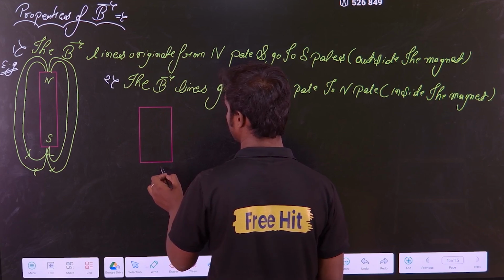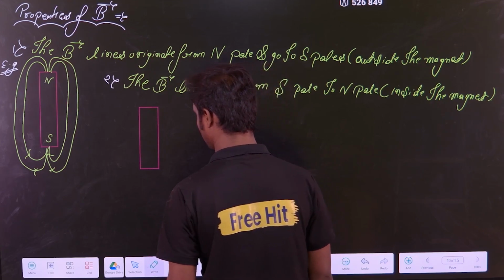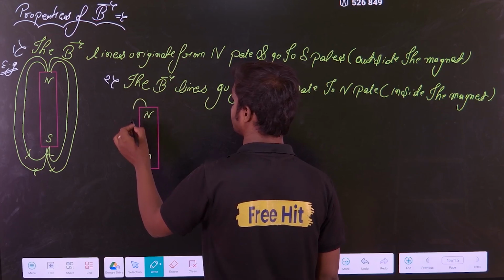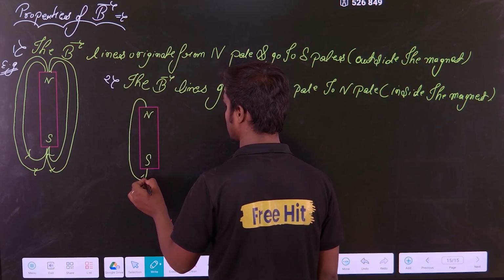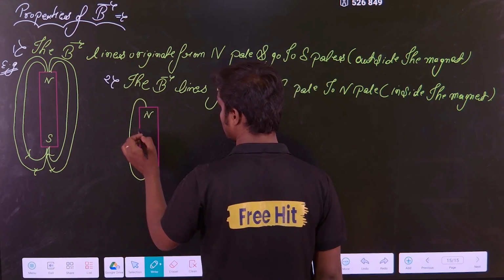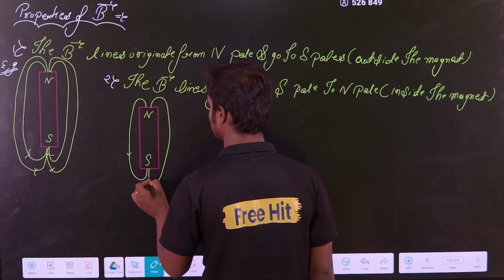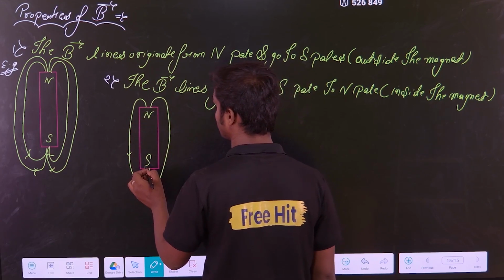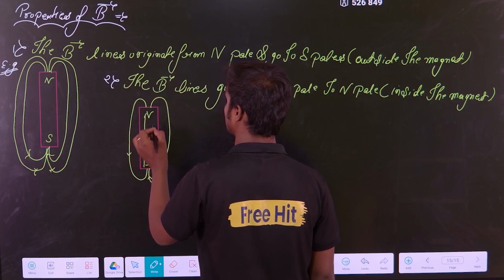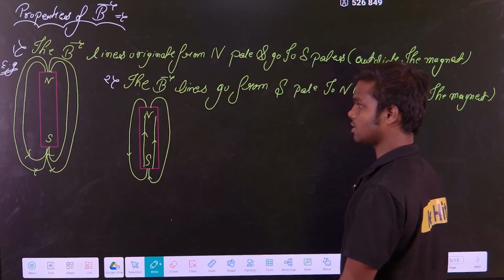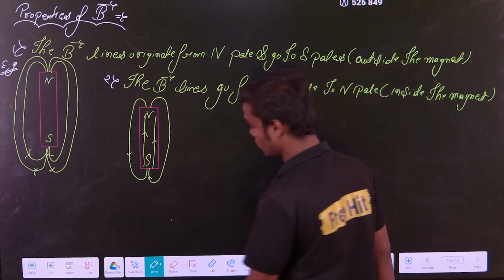Suppose we have a magnet and we're talking about the property. This is north pole, this is south pole, and these are the magnetic field lines. This is for outside, it is north to south, but inside it is south to north, like this. Clear? These are the two properties.